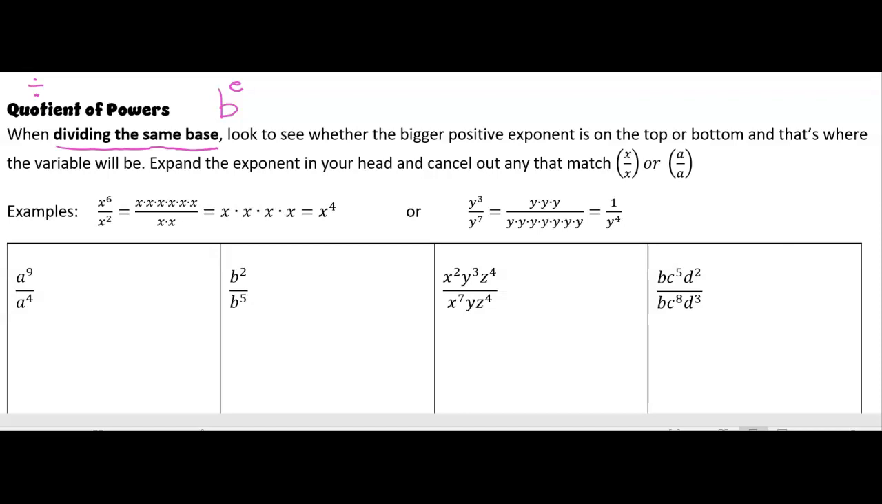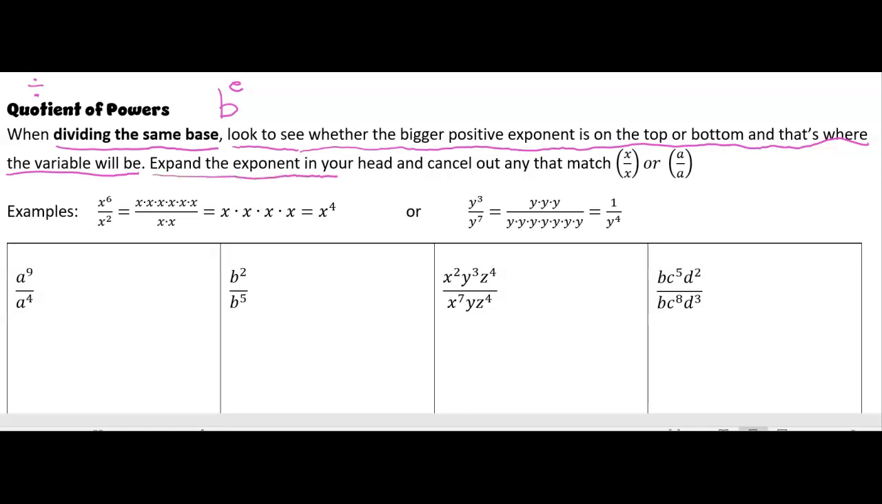So in other words, you have a fraction and you have the same base on top that you do on bottom. Look to see whether the bigger positive exponent is on the top or on the bottom, and that's where the variable will be left over. I'm going to explain that to you.